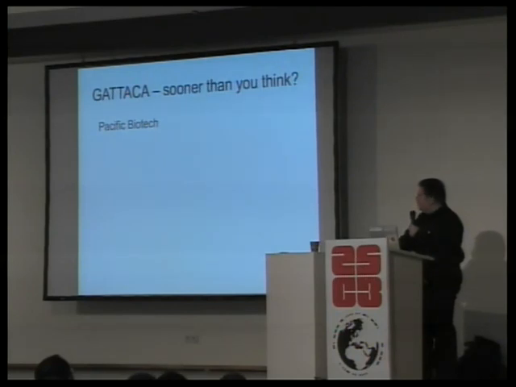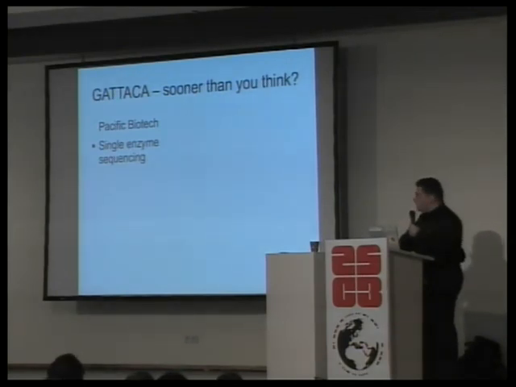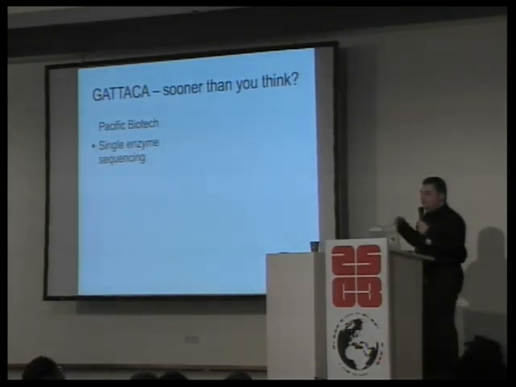So one of them is Pacific Biotech. Just a note, I don't have shares of any of these companies. They do something called single enzyme sequencing. They use the enzyme that our bodies or many organisms use to duplicate their DNA. And they use it for sequencing, which means it's very accurate and very fast.